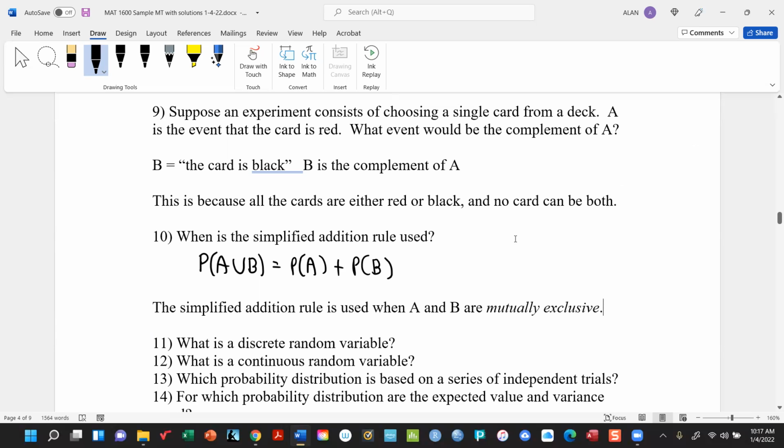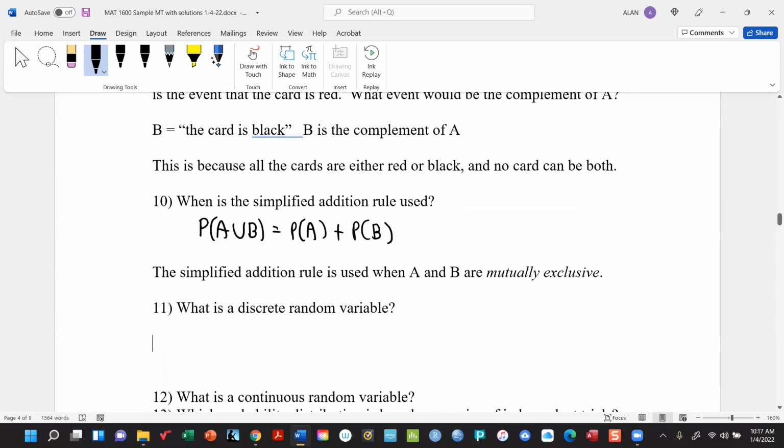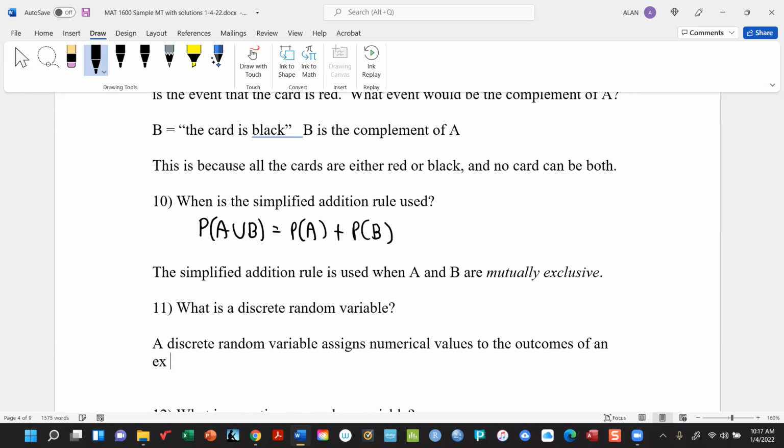A discrete random variable. So the word discrete in this context simply means there's a finite number of possibilities. So a discrete random variable assigns numerical values to the outcomes of an experiment where the number of possible outcomes is finite. The key word to the whole thing right here is finite. That's by far the most important word in the sentence, finite.